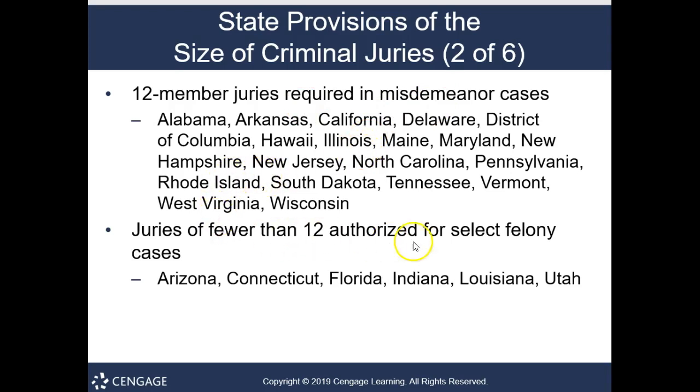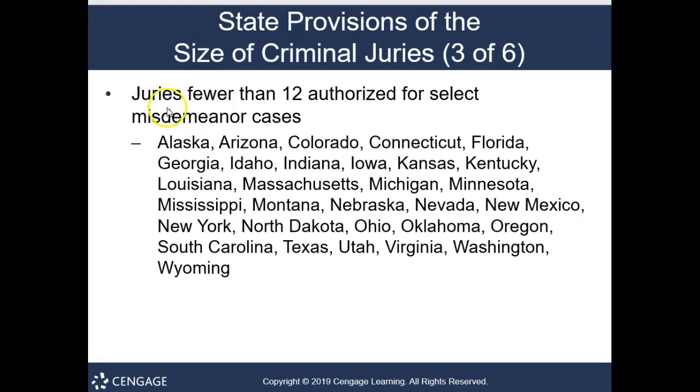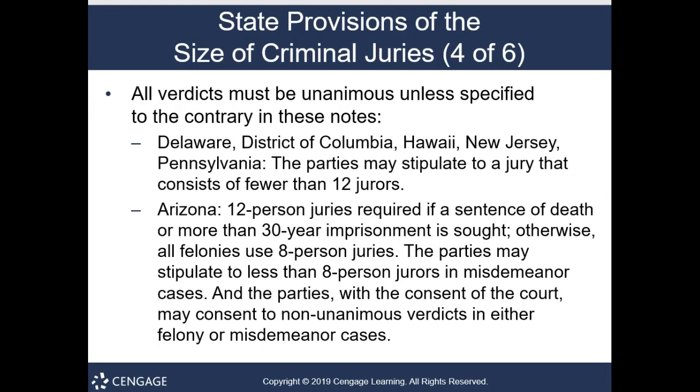Juries of fewer than 12 authorized for select felony cases in Arizona, Connecticut, Florida, Indiana, Louisiana, and Utah. And juries fewer than 12 authorized for select misdemeanors in all these different states. So you can see it's a bit of a mix and match. Federally, again, they don't have to have 12, and they don't have to have 12 in the states unless their own state constitution requires it.